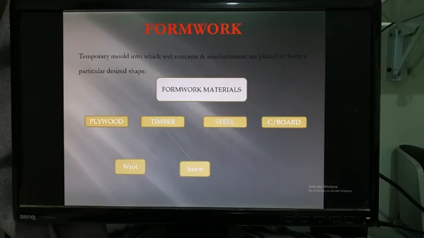So in terms of materials, anything goes. Usually for small scale projects, even medium size, they would use plywood and timber formwork. But for larger scale projects, they would use steel formwork because steel formwork can be reused again and again. Chipboard, we don't use that anymore.